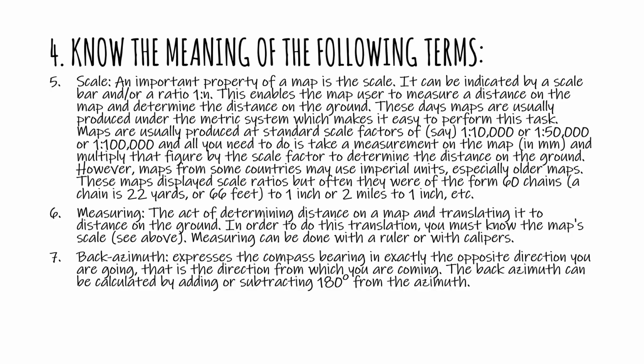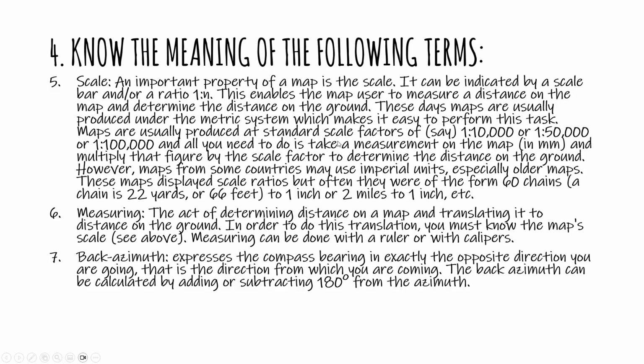This scale is going to enable us to use the map to measure the distance and to determine the distance on the ground. Okay, nowadays maps are usually produced under the metric system because the world works with the metric system, right? However, here in the United States, we use the imperial system, which uses feet. So we work with feet for this class. Maps are usually produced at standard scale factors: 1 to 10,000, 1 to 5,000, 1 to 100,000.